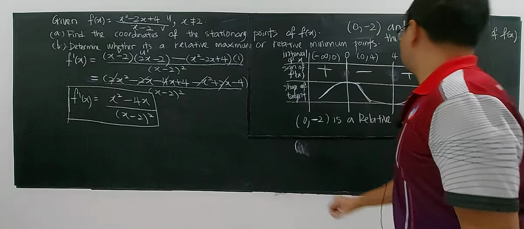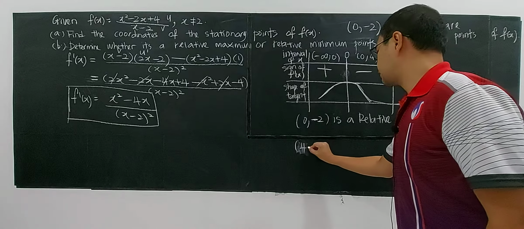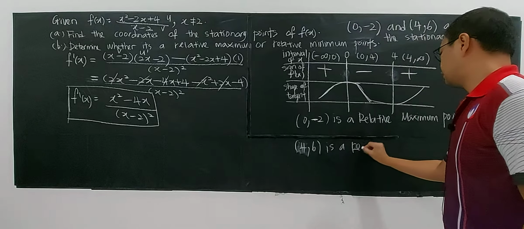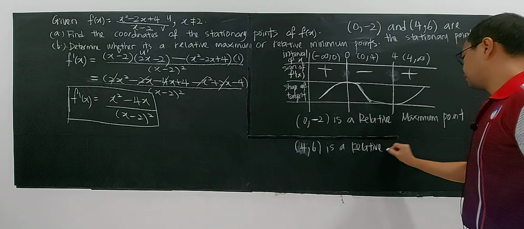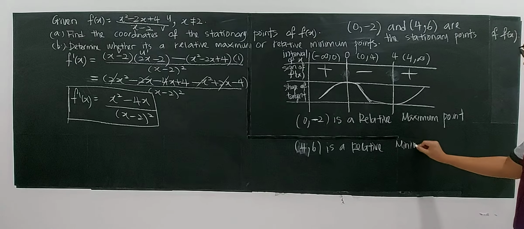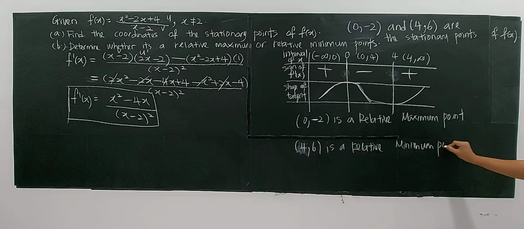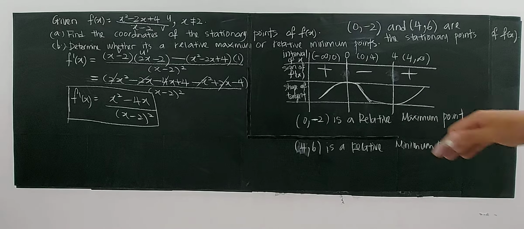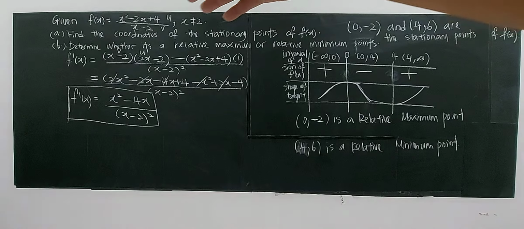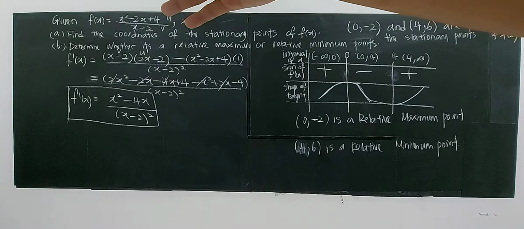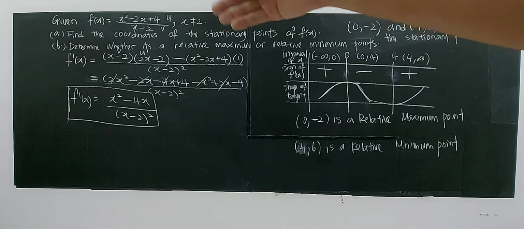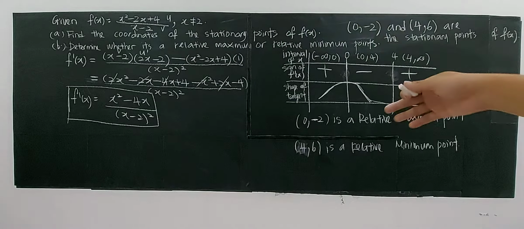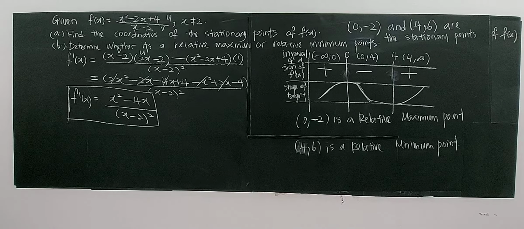And (4, 6) is a relative minimum point, right? So you have a relative maximum and you have a relative minimum point. If you have knowledge of asymptotes, like I taught you in the previous video about limits, x approaching 2 plus, 2 minus, and the horizontal asymptote, you have everything, and you can sketch a very perfect graph. Okay, excellent.